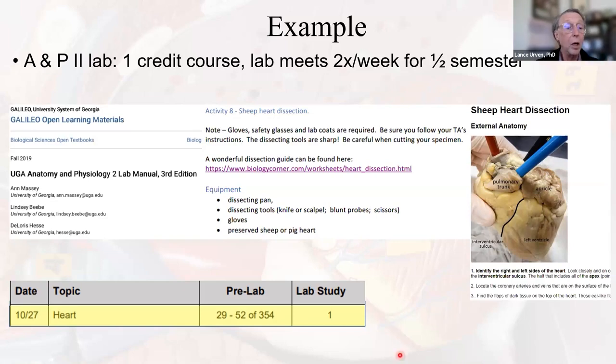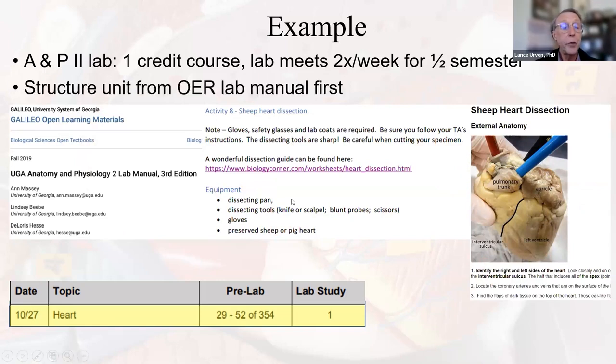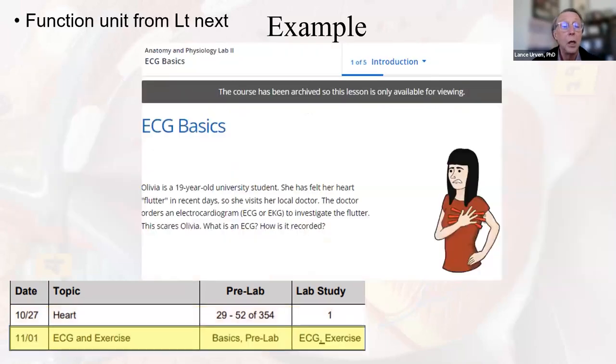It came from University System of Georgia. That one, I think we downloaded as PDF. And it was very traditional, very typical, heart dissection, for example. And so we got them their structure first. Next meeting, a structure unit from an OER lab is what we used, but you can use any lab manual or your own materials. If you author your own, that's great too. Then the next meeting, whether it's the next class that week or the next week, we'd go to the physiograph.